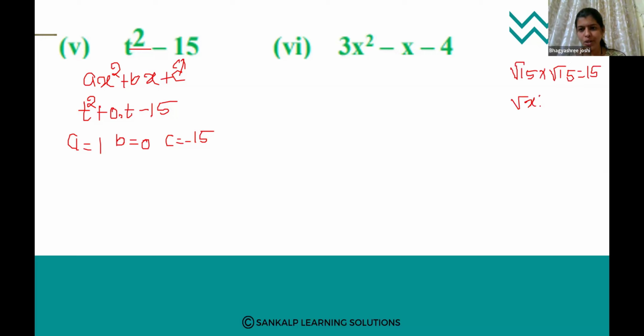See, root x into root x is equal to x. Root 2 into root 2 is equal to 2. Like that, root 15 into root 15 is equal to 15. So this 15 I will write it as t square minus root 15 whole square. Yes or no? T square minus root 15 whole square.